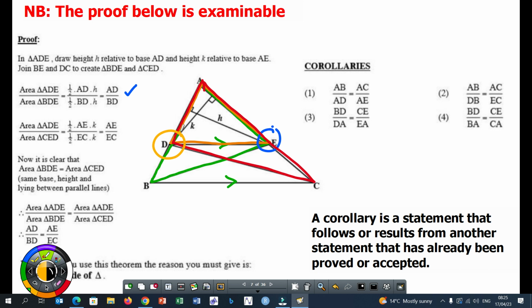So the area of ADE has changed now. It's going to be half times AE times K. The area will still remain the same. The only thing is that the base has changed, and the height has changed.